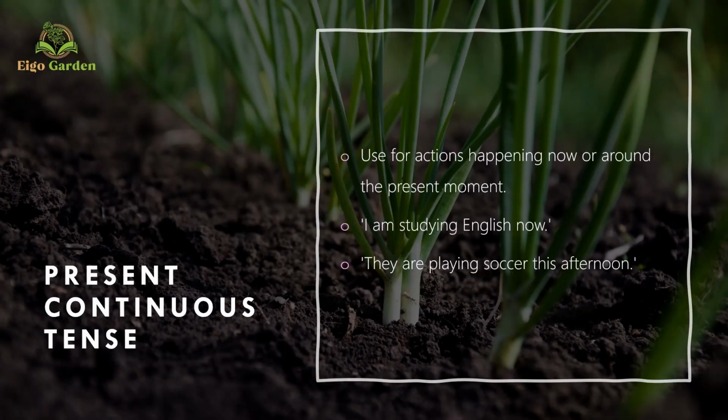The present continuous tense is for actions that started in the past but are still happening now, or continue around the present moment. "I am studying English now," and "they are playing soccer this afternoon," demonstrate this well.